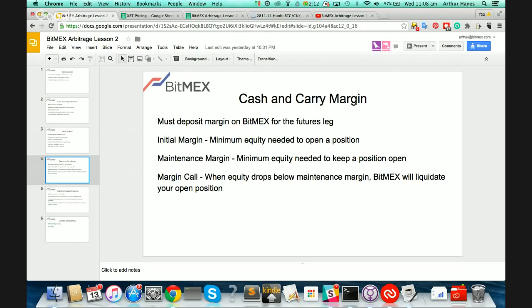Now, initial margin is the minimum equity needed to open a position. So you must have this amount of Bitcoin available in your account before you're allowed to place an order. Once an order is executed, then you must maintain the maintenance margin, which is the minimum equity needed to keep the position open. If for whatever reason the position goes against you and your equity drops below the maintenance margin level, then you will have to start liquidating your open position.